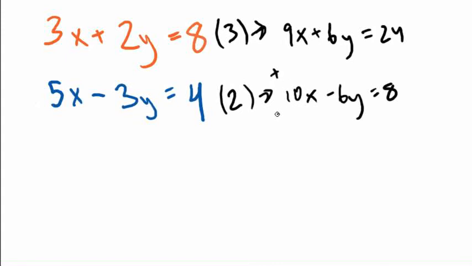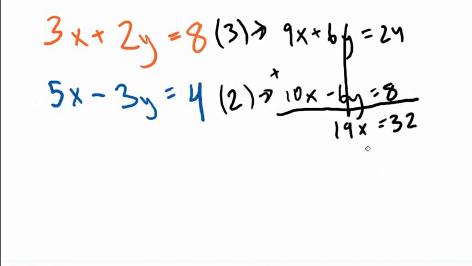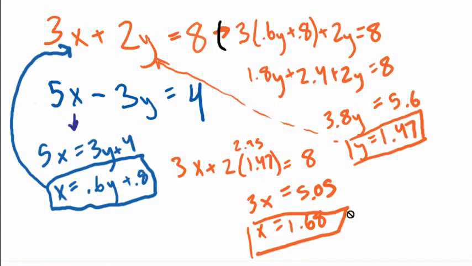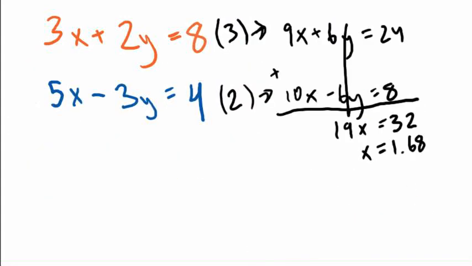So when I add these two equations together, this is going to be 32. Positive 6 minus 6 is 0, so no 6y's carry down. And here I'll get 19x. Now if I solve for x, I should get a familiar number, 1.68. Yep, same number I got when I used substitution.